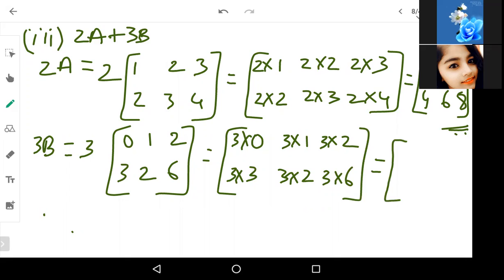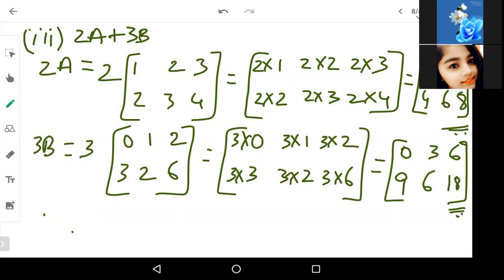So, what will be the 3B? 3 into 0 is 0. 3 ones are 3. 3 twos are 6. Then 3 threes are 9. 3 twos are 6. 3 sixes are 18. This is the answer for 3B. Yeah, correct, Anusha. Ravi, just check the calculations and then correct the answer. Okay.